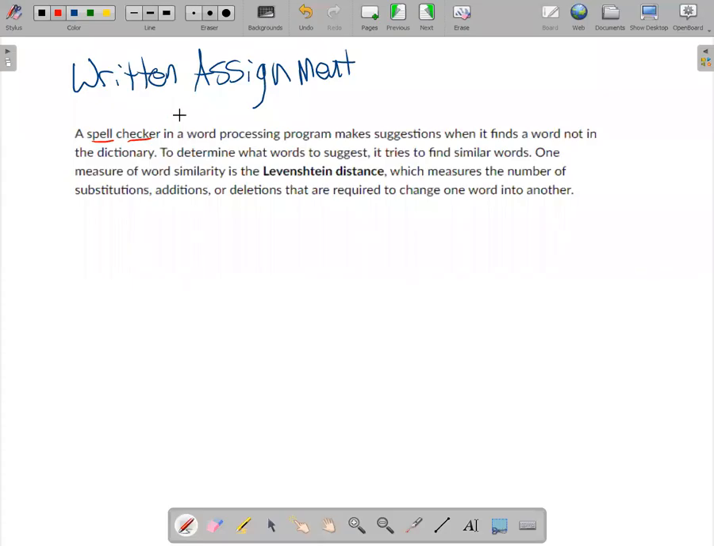So the written assignment is about part of the way a spell checker works. And it uses an idea called the Levenshtein distance, which measures the number of substitutions, additions, or deletions that are required to change one word into another. So for example, the word cat. I can change the word cat into the word C-A-R by just replacing the T with an R. So these guys have a Levenshtein distance of 1.